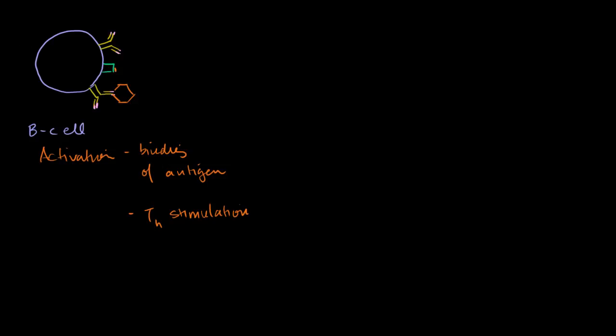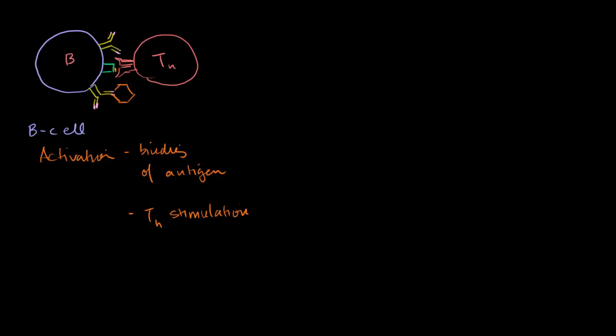And then an activated helper T cell, whose variable portion of the T cell receptor is specific to this, could come along and activate this character. I'm not drawing that receptor well, but that right there is a helper T cell, and that is the B cell.